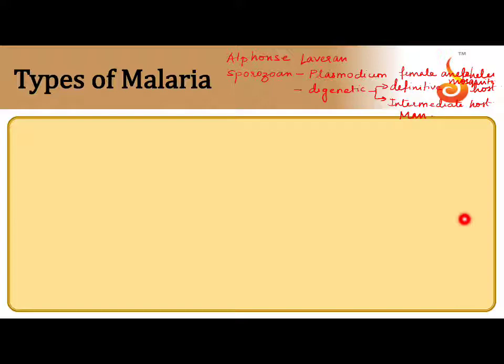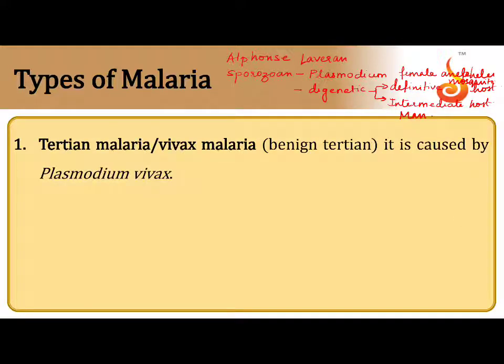Now, there are basically 4 different types of Plasmodium protozoan, and each of them causes a slightly different type of malaria. So, the first one is tertian malaria. We call it vivax malaria. This is caused by Plasmodium vivax. This is the most common form of malaria we see.